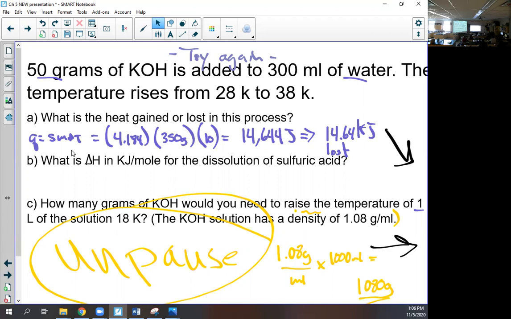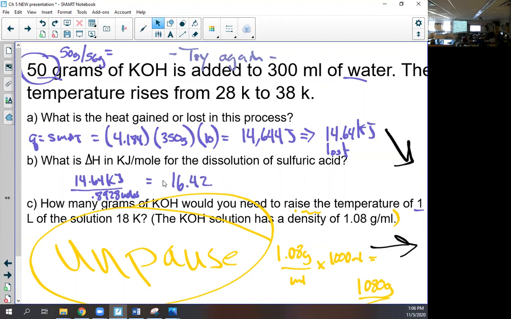Okay, now, B, kilojoules per mole. I have kilojoules. It's 14.64 kilojoules. I need it per mole. So I'm going to figure out 50 grams divided by 56. And so you have a 0.9 something? 0.892. Okay, 0.8928 moles. And the answer is? 16.42.